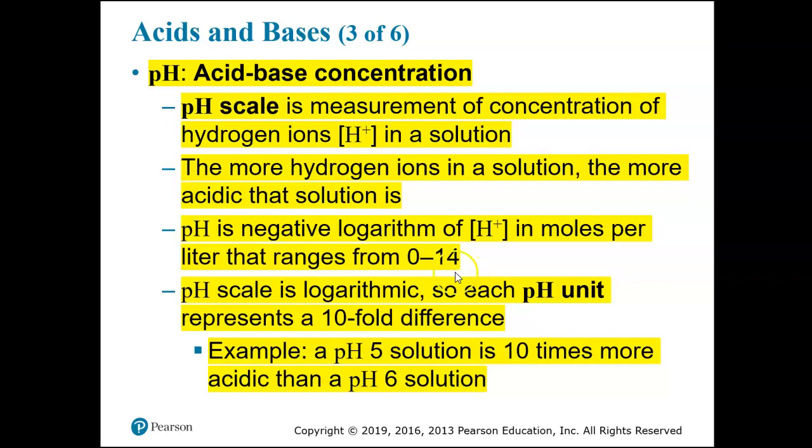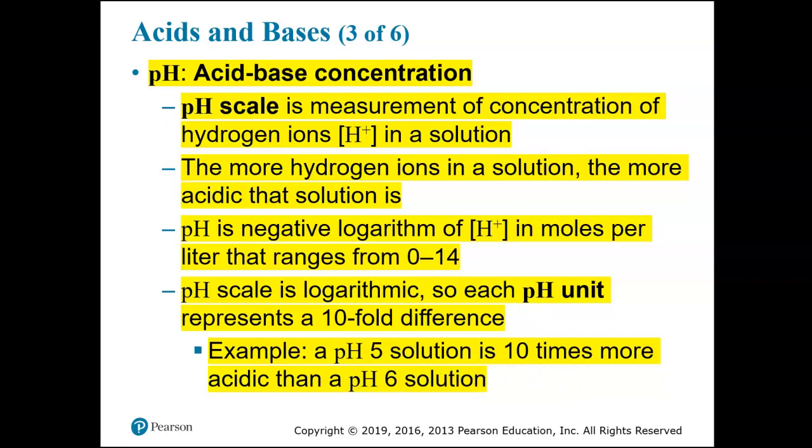and 7 is neutral. If you increase the pH of a solution from 5 to 6, that's going to be 10 times less acidic. Or, if you read the statement down at the bottom, the pH 5 solution is 10 times more acidic than the pH 6 solution. Or you could say pH 6 is 10 times less acidic than pH 5. pH 5 is 10 times more acidic than pH 6.